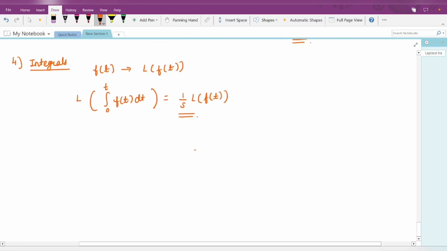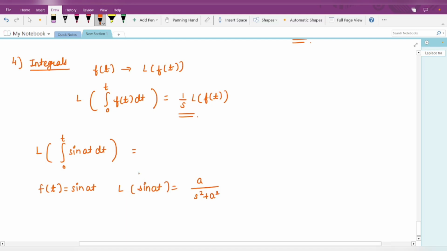So suppose, for example, you have to find the Laplace transformation of the integral from 0 to t of sine at dt. This is the function whose Laplace transformation you have to find. So obviously here we can see f of t is sine at, and I know that the Laplace transformation of sine at is a by s square plus a square, and therefore the answer will be 1 by s into a by s square plus a square. Alright, so this is the Laplace transformation.